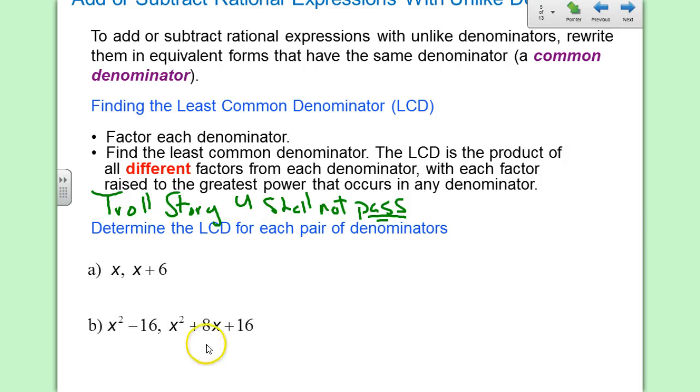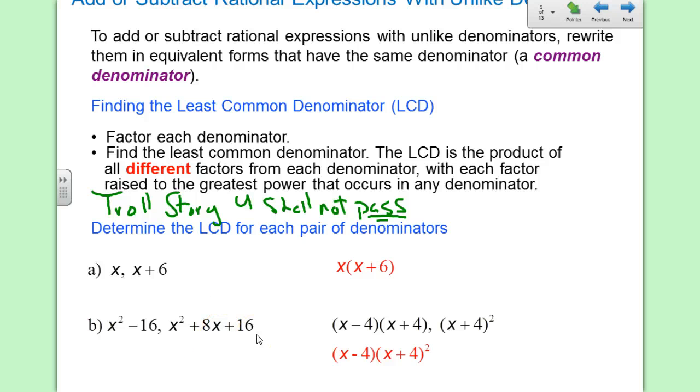So for example, if I look at question A, what are the pieces there? Well, these two pieces are totally different. I need to have an x and an x plus 6. In order to make an x plus 6, you need x plus 6. So the lowest common denominator for that is x times x plus 6.